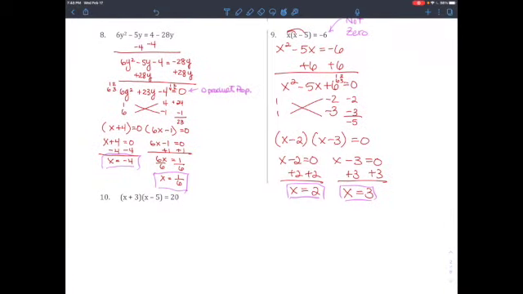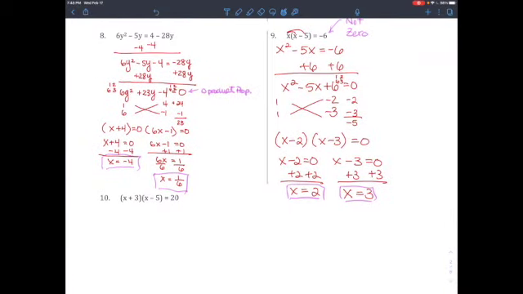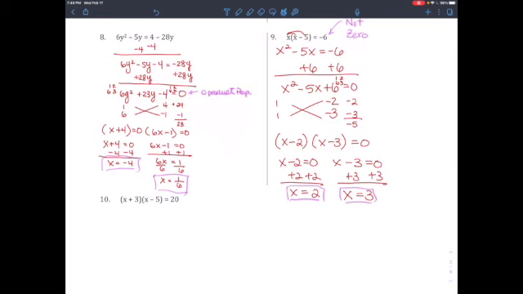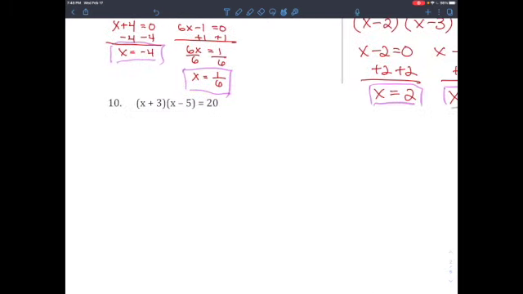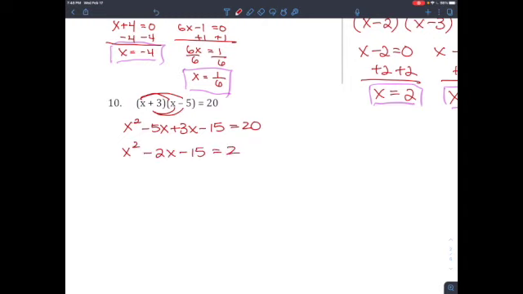Example number 10. Following the same rules as example number 9. Notice it's multiplication and one side is not 0, so make sure you distribute and then move everything to one side. So you're going to say x times x, x squared, x times negative 5, that's what we did before, and then plus 3x minus 15, and then equals 20. And if you combine like terms, that would be x squared minus 2x minus 15 equals 20. But minus 20 should be written out, and then you have x squared minus 2x minus 35 equals 0.